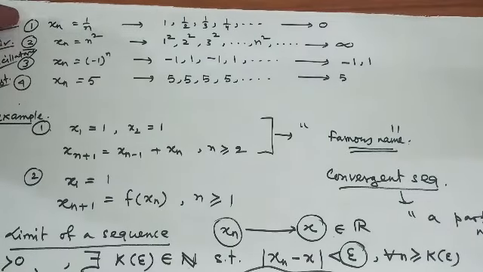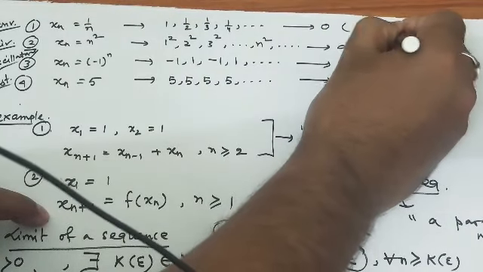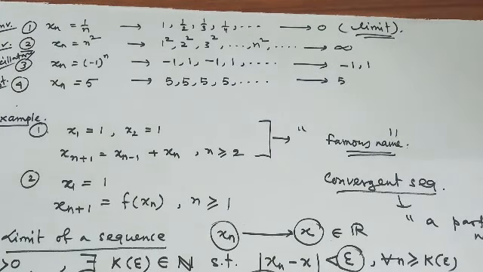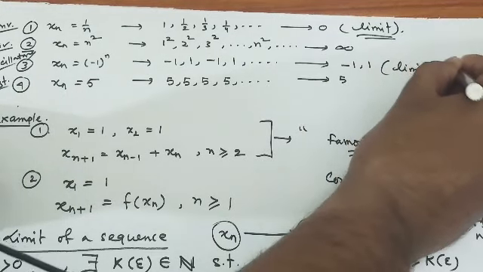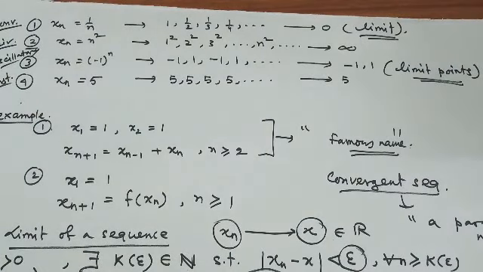But for the case of the first example, we have 0 as the limit, and this first one was an example of a convergent sequence, and its limit was 0. But the third one is in fact an oscillatory sequence, and it has two limit points, -1 and +1. These are the cases for limit points. So don't get confused with these two terminologies, that is limit and limit points.